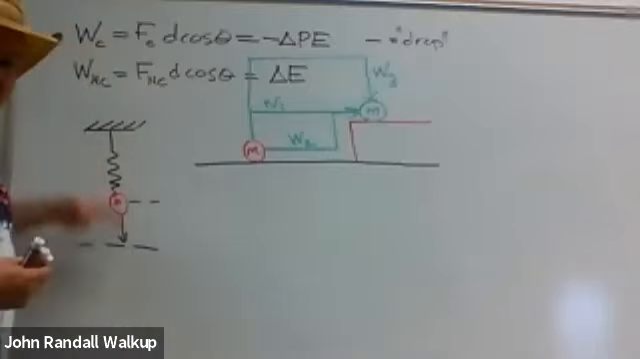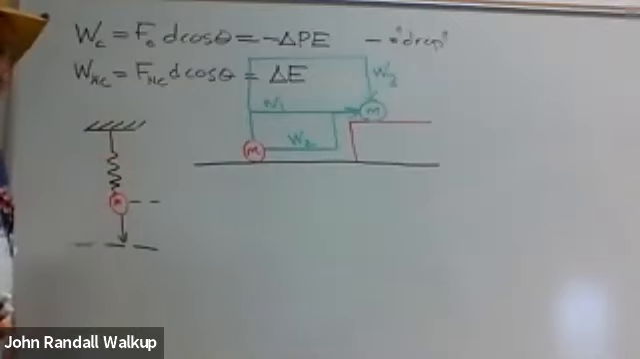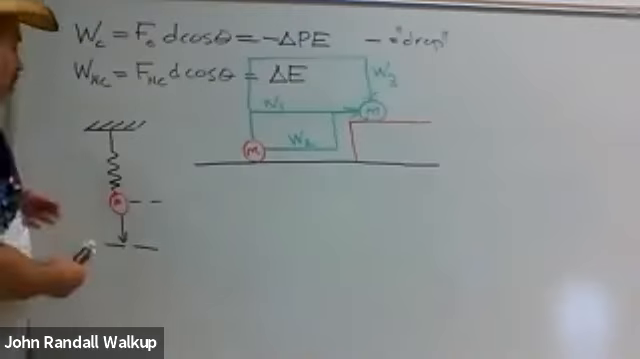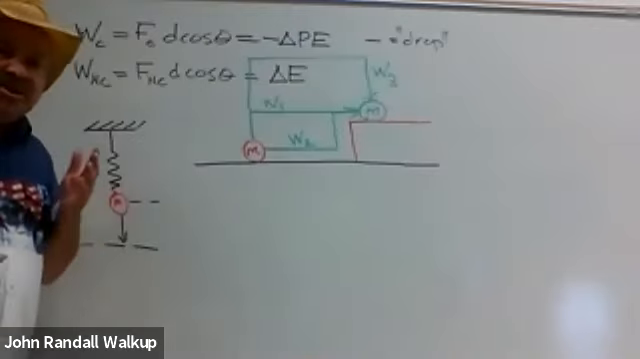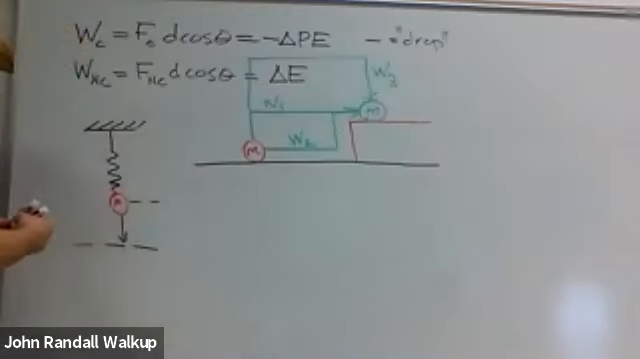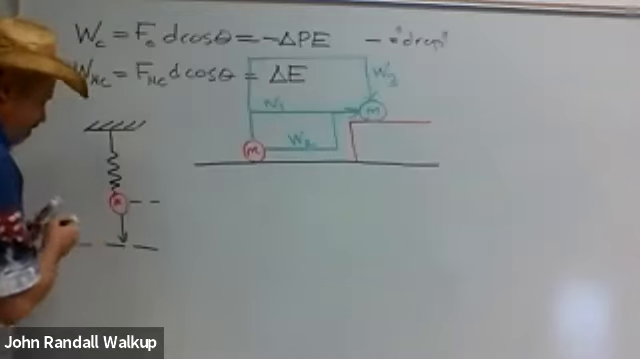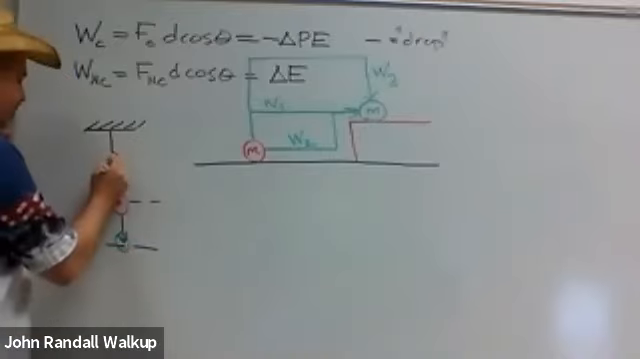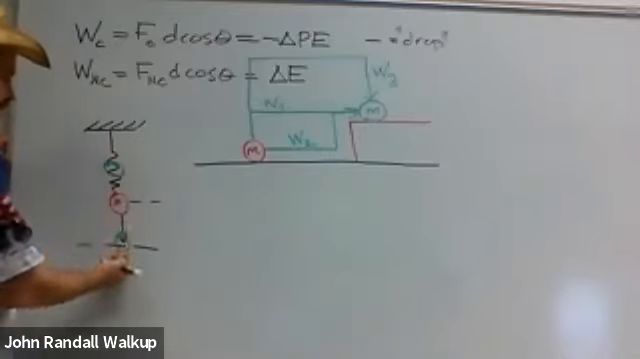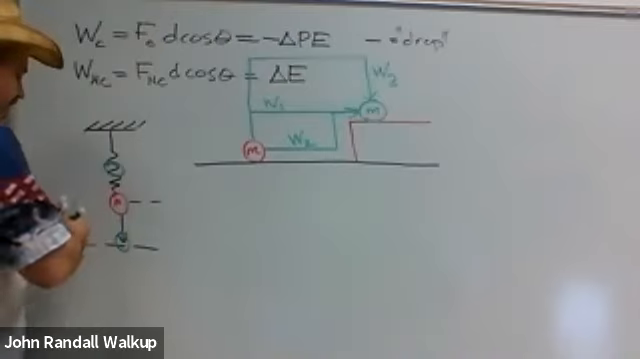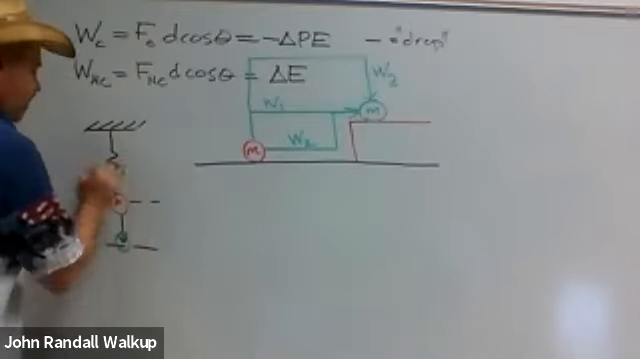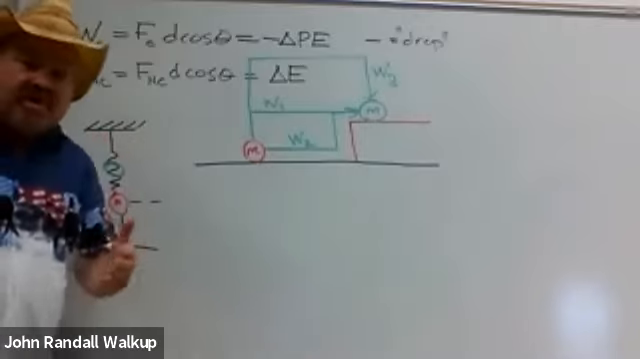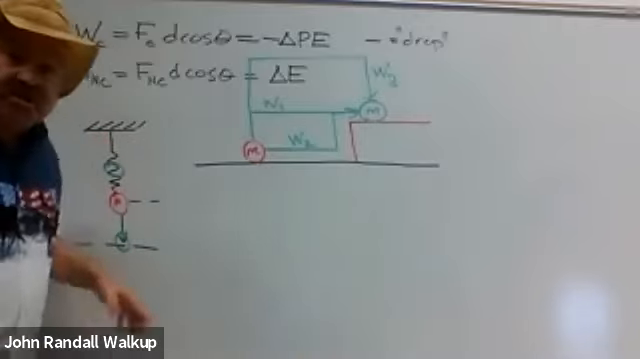It goes wing, wing, wing, wing, wing, like that. Well, how much work is done by the spring if the object starts at this point and ends at this point? In other words, I let go, the object rises to here, and the spring does work on the body. Why? Because it's applying a force through a displacement.